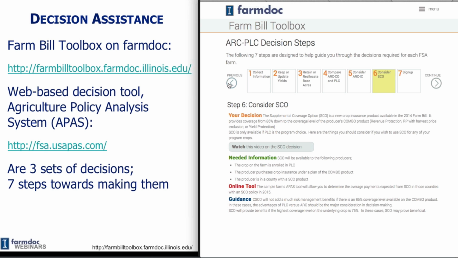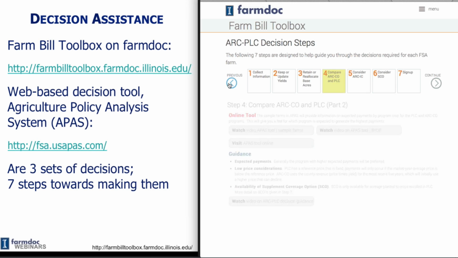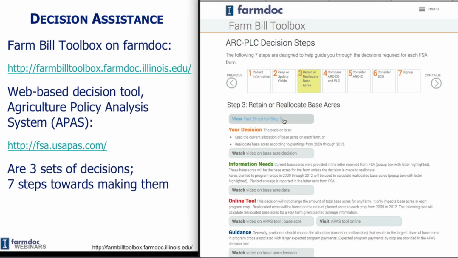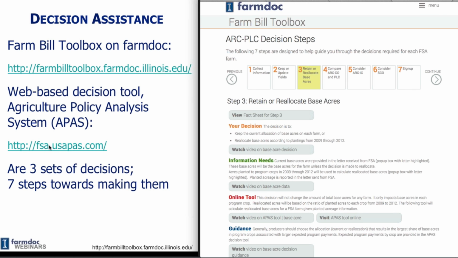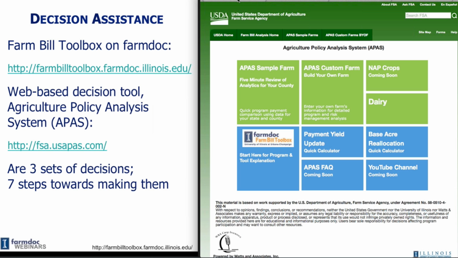If you go there, you'll see that we have information under each step. For retain and reallocate, we have a fact sheet. You can also watch a video on base acre reallocation, information needs, and then get some more examples on how to use the tool. The other piece that we will be demonstrating too is the APAS tool. Here you see the website for that. That is this program right here. Right now, I guess we'll go. Oops, I did something not good there. All right, there we are.